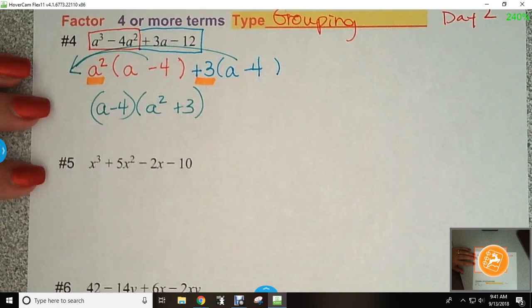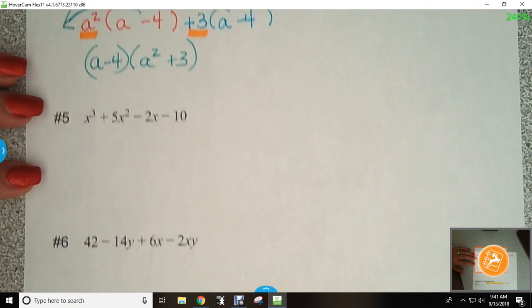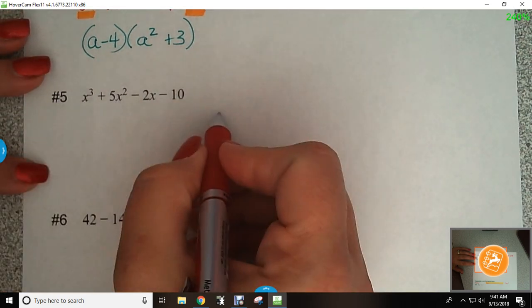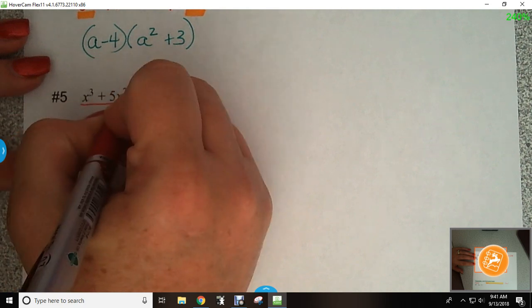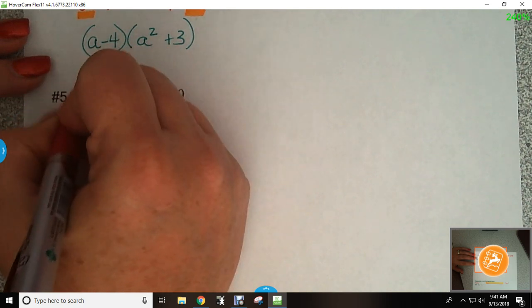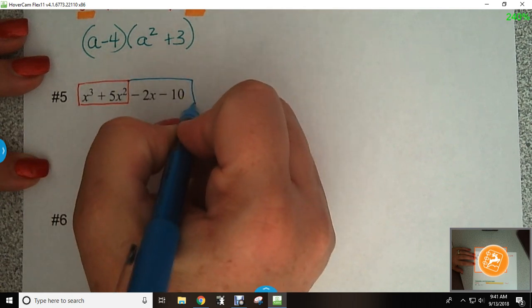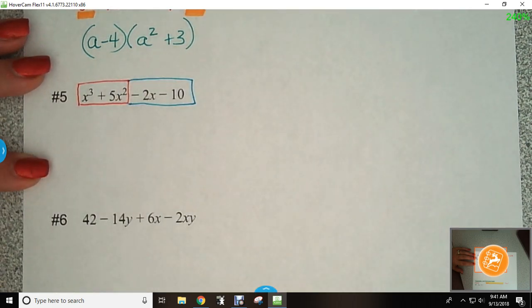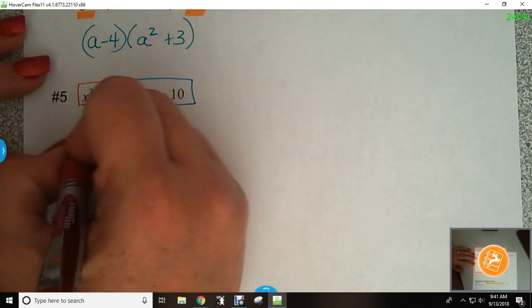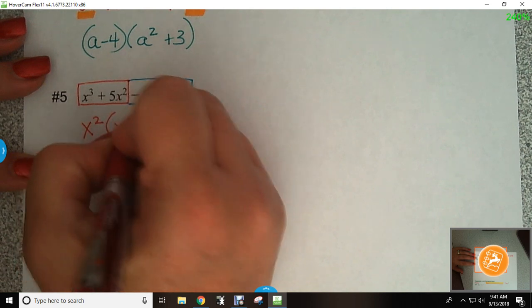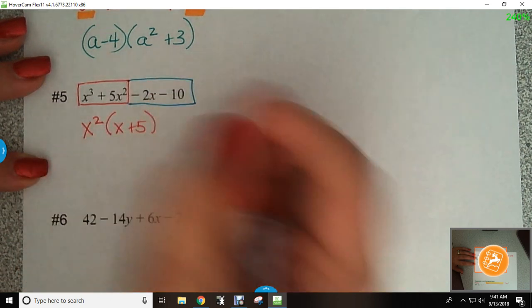Now let's take a look at number 5. For number 5, I don't have a greatest common factor, so I'm going to group the first 2 terms together and the last 2 terms together. So in the red box, my GCF is x squared. That will leave me with x plus 5 in my parenthesis.